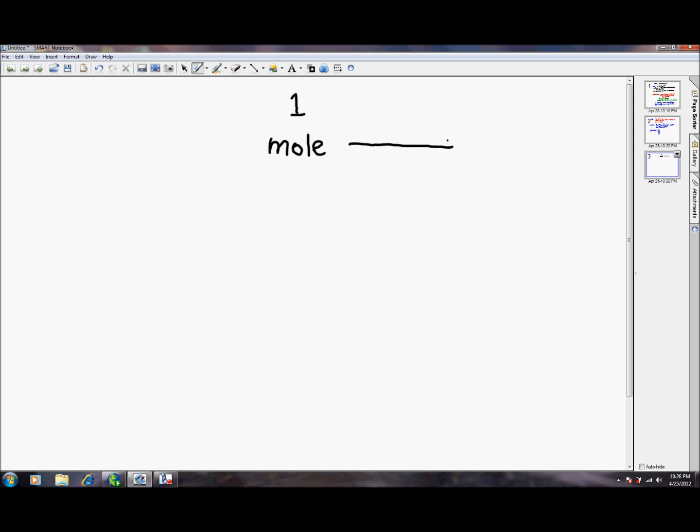We can convert between moles and number of particles, which are atoms, molecules, ions, etc. How do we do that? We need to use the number 6.02 times 10 to the 23.